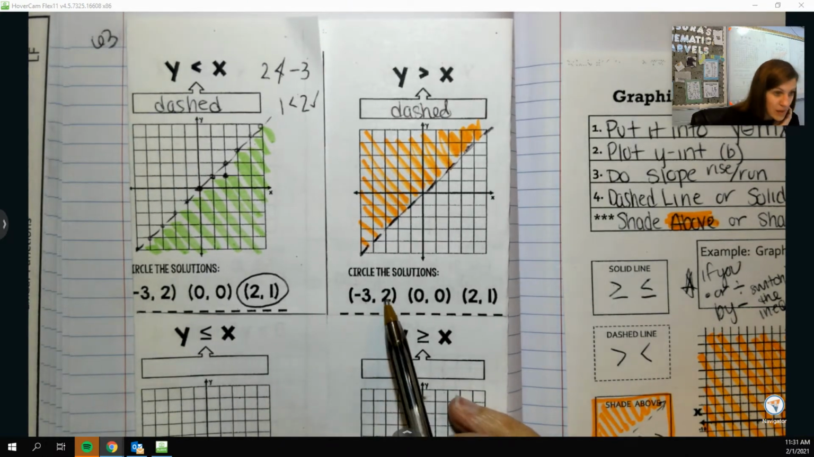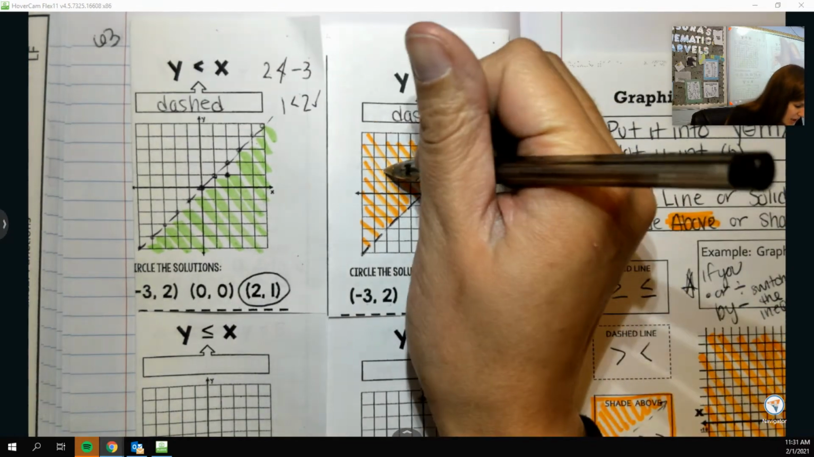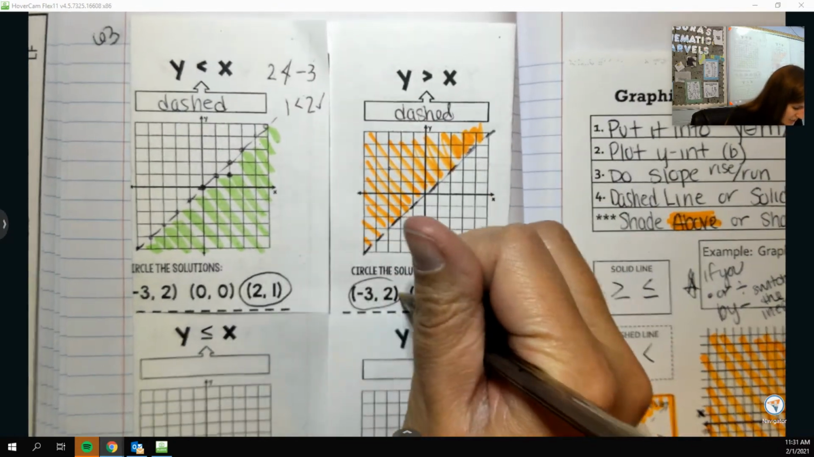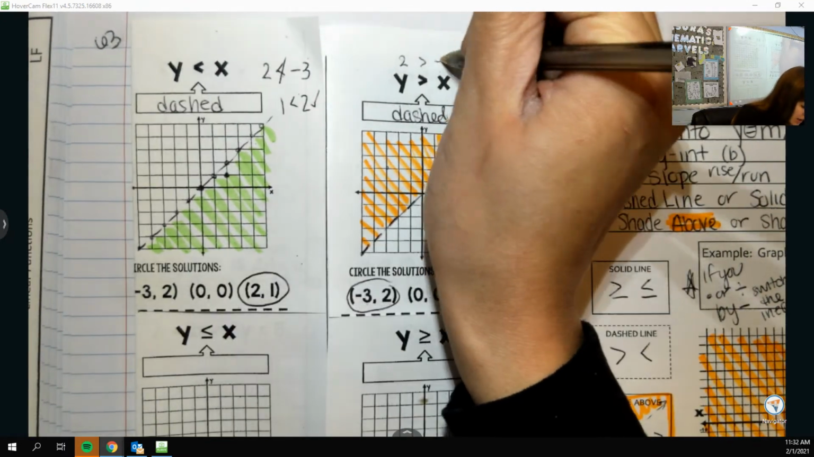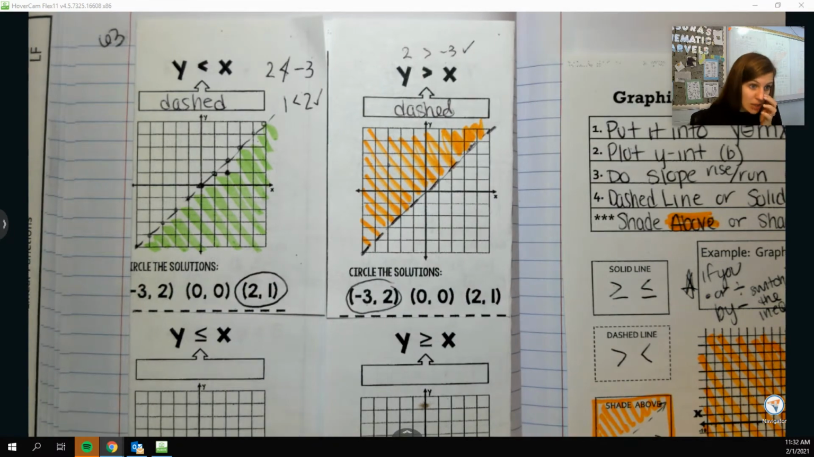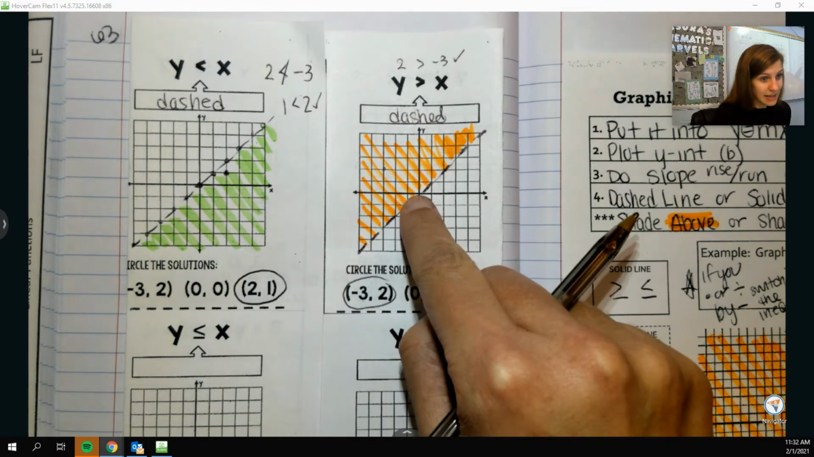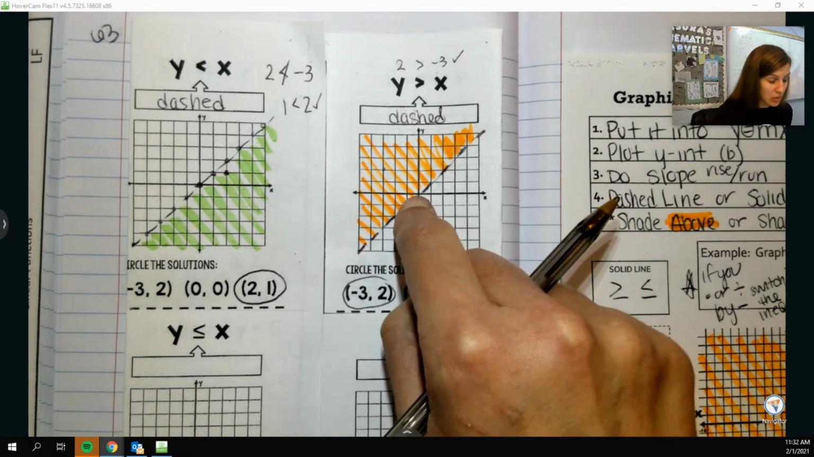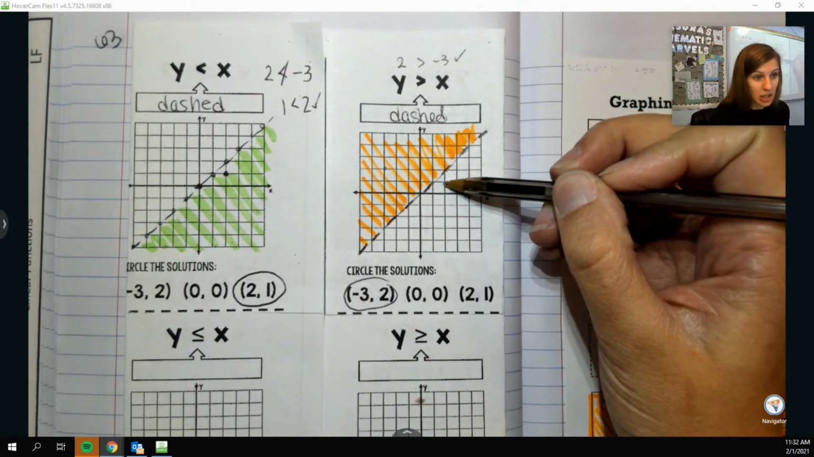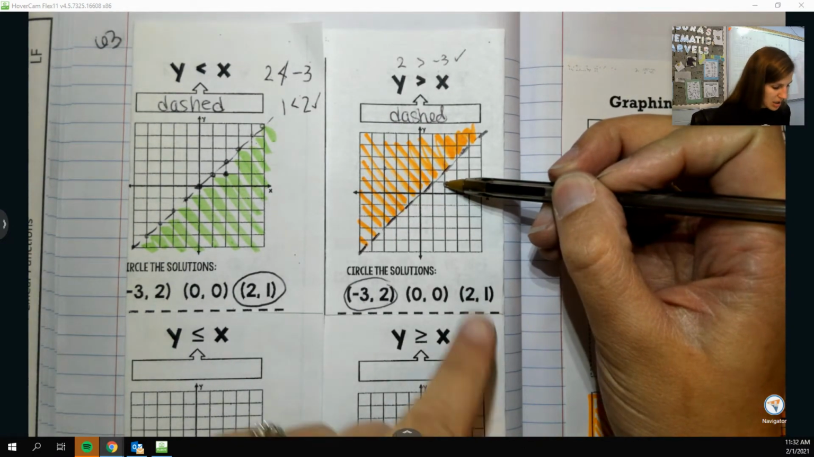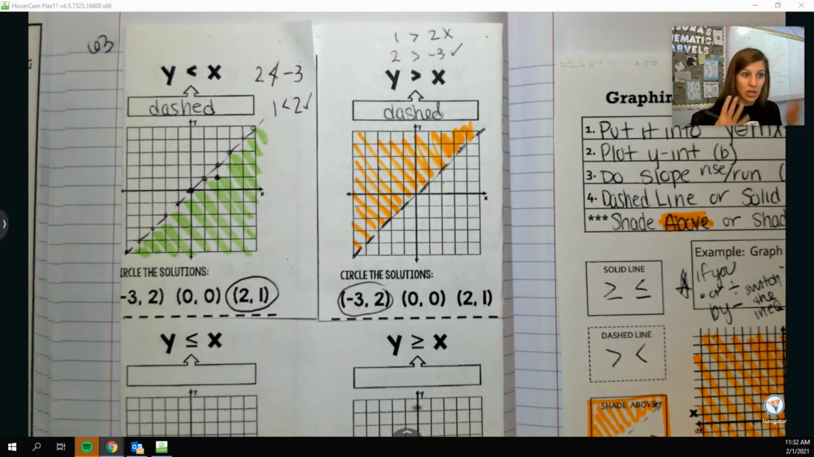So negative 3, comma 2, we can think about this a couple of ways. If I go to negative 3, comma 2, that does fall within the shaded region. Also, if I think about plugging it in, 2 is greater than negative 3. So it should be shaded. Now 0, 0 is on the line, and the line is dashed, so not equal to. And then 2, comma 1 is right here in that non-shaded region, so it's not a solution. Also, if I plug it in, 1 is not greater than 2. Okay, so there's two ways we can know.